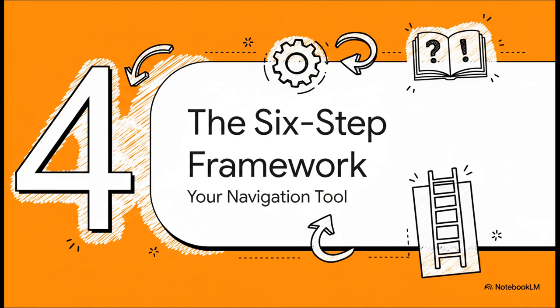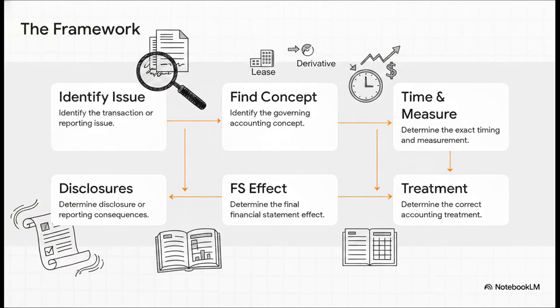Section 4. The 6-step framework, your navigation tool. Because BAR demands such applied reasoning, you really need a reliable method to tackle it. I want you to memorize this exact 6-step mental framework. Step 1. Identify the core transaction or reporting issue right from the fact pattern. Step 2. Identify the governing concept. Are we dealing with a lease, a derivative, stock comp?